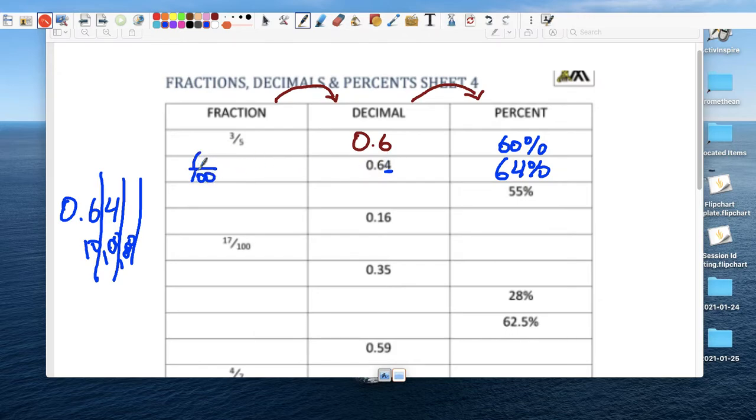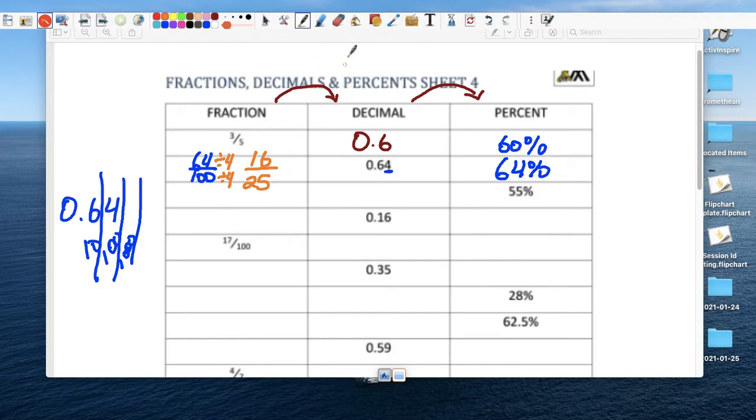And 64 on top. Can I simplify? Yes, I can. I'm going to divide by, let's try 4. So 100 divided by 4 is 25. 64 divided by 4 is 16. I want to make sure it's 25. So 16 over 25, the simplified form.